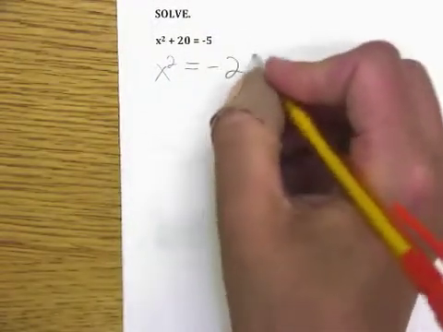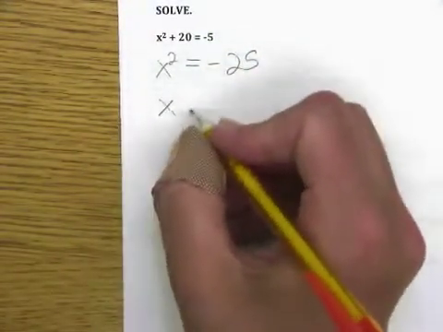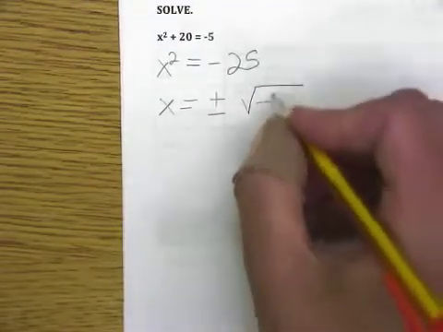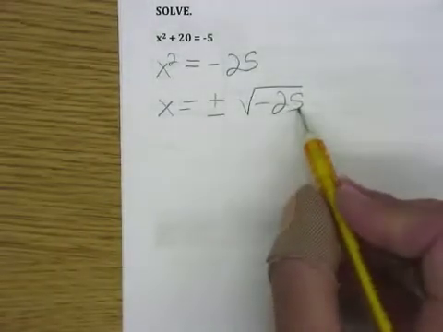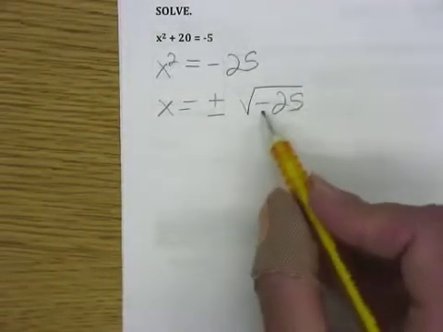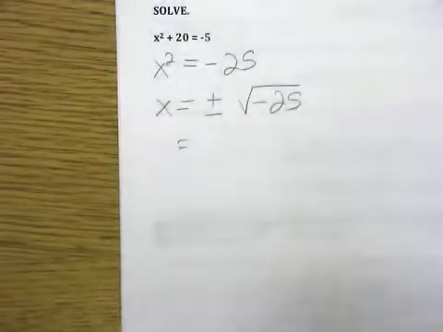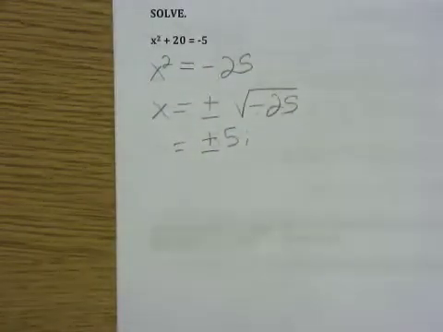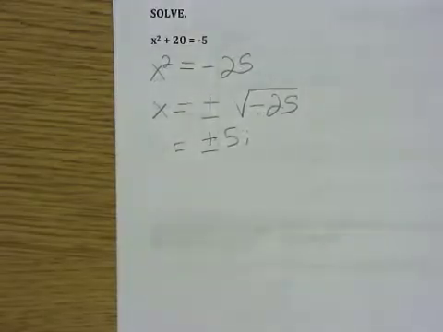So when I do, I'll have x squared equals negative 25. And when I go to take the square root of both sides, I get that x equals positive or negative the square root of negative 25. But of course, you know that the square root of 25 is 5. You know that I can bring an i out of this radical in order to take care of this negative. And so our answer would be positive or negative 5i.